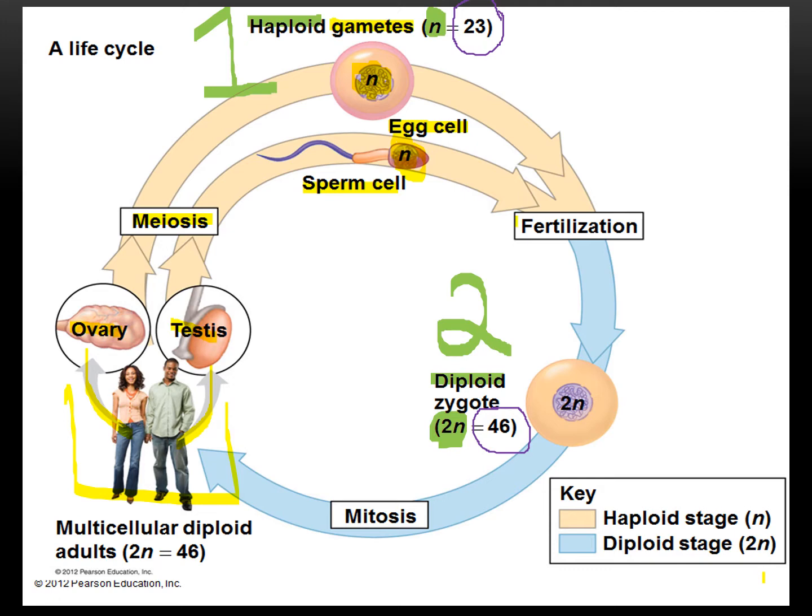And then, through the process of fertilization, the sperm meets the egg and the nucleus of the sperm fuses with the nucleus of the egg. That will result in a zygote. And because we have an N of your sperm cell being added to the N of your egg cell, your new resulting zygote will be 2N. And so the cycle will continue.